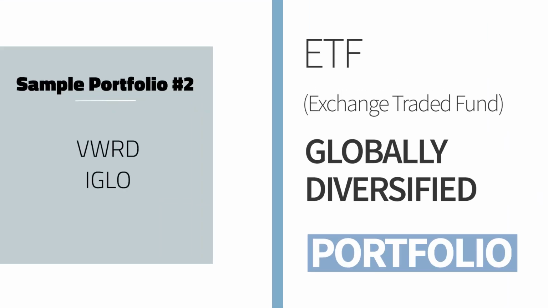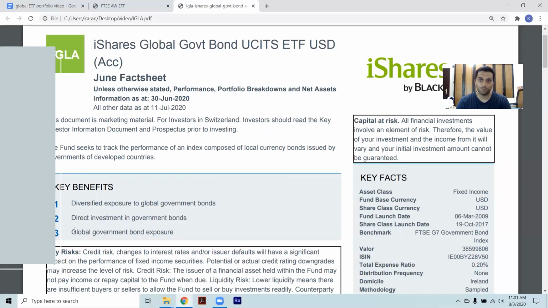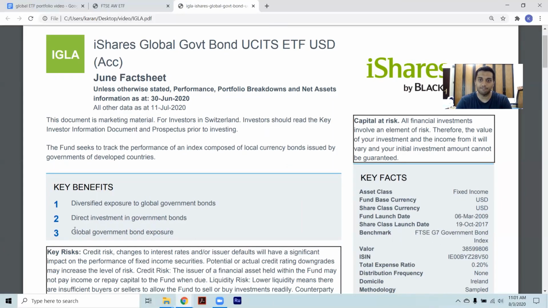Now, the second portfolio that we have as a sample is the exact same portfolio as the first. The only difference is the fact that it is a distributing portfolio. What this means is that every 3 months, the ETFs will provide you with dividend income from the equities and interest income from the government bonds, and you will see this money accumulate in your brokerage account.